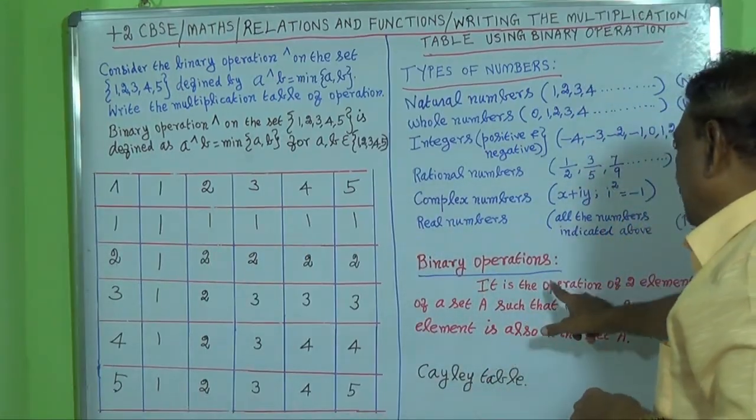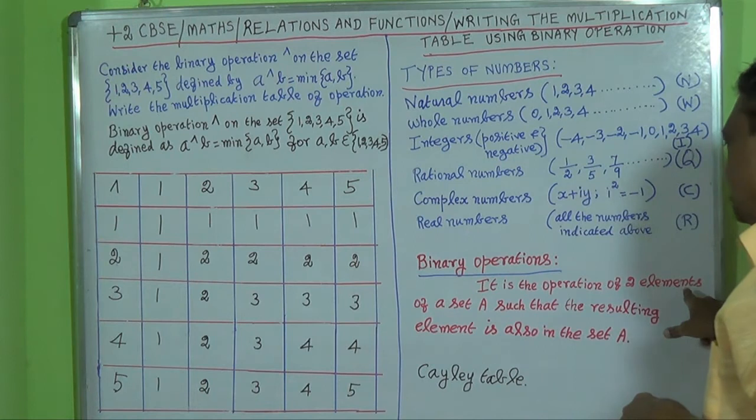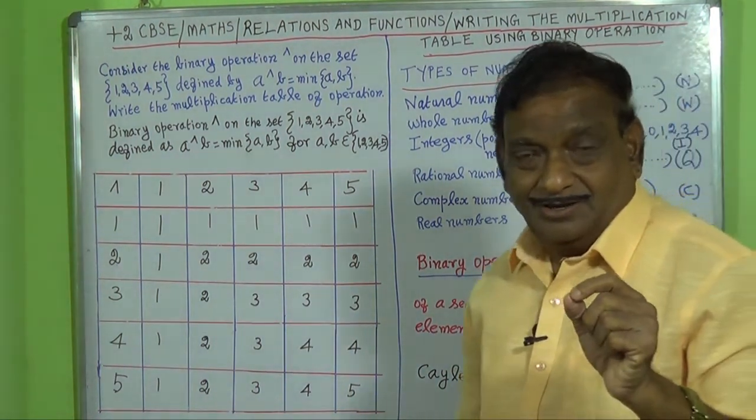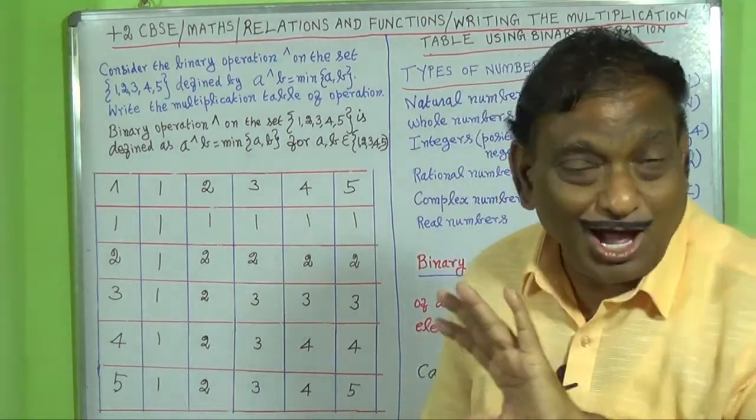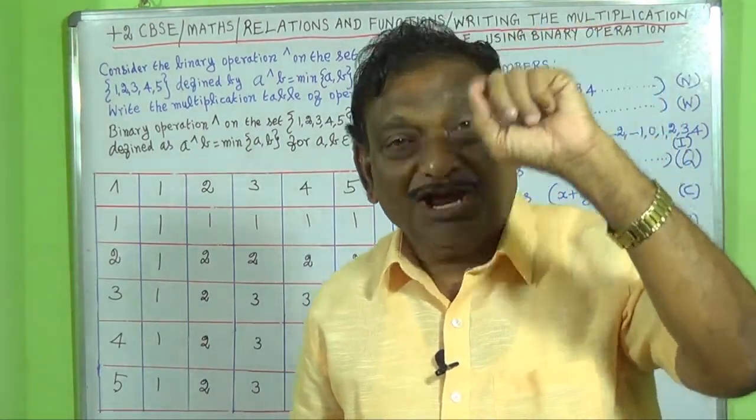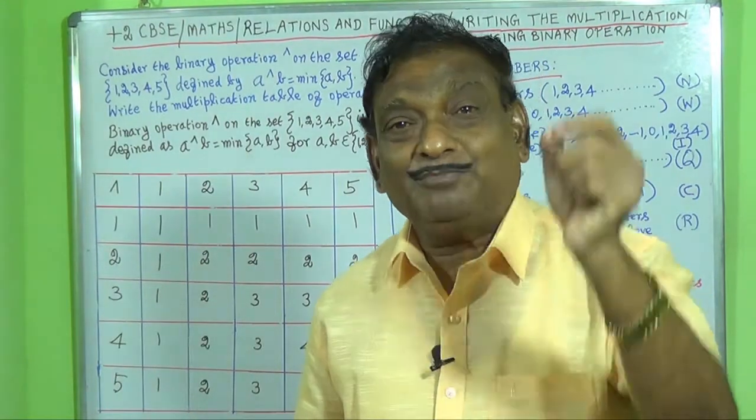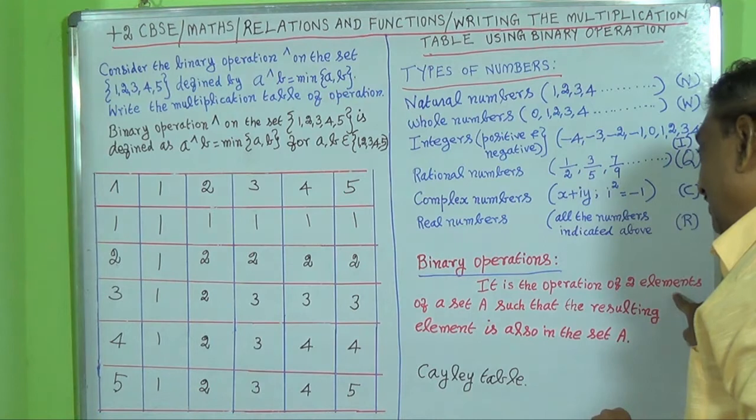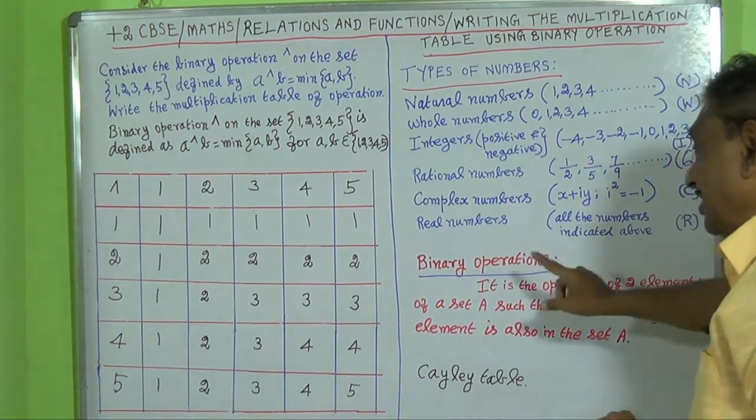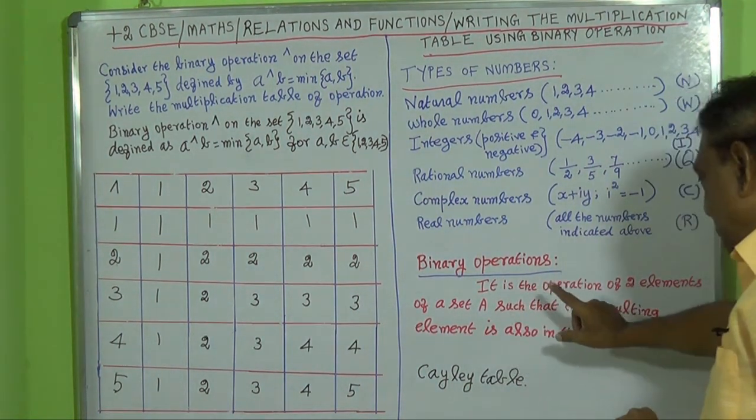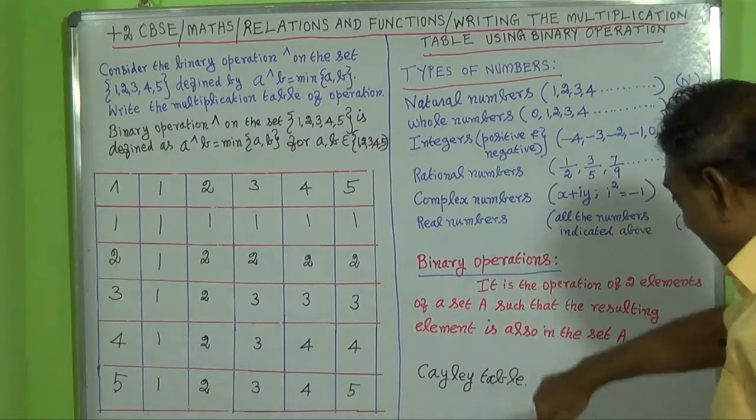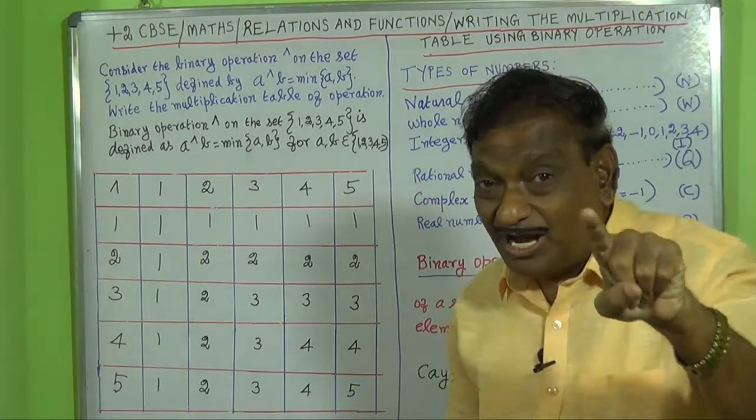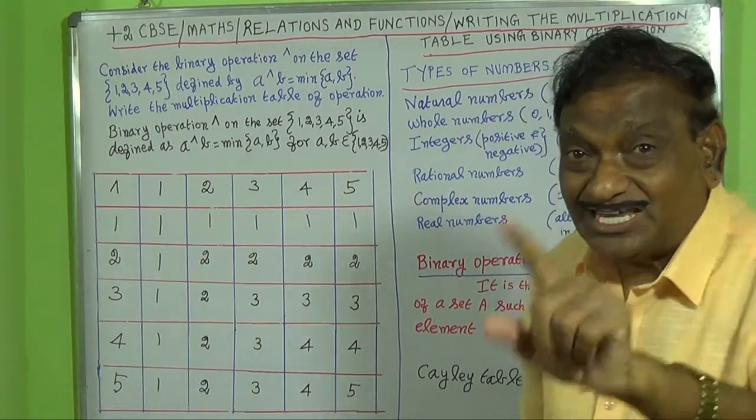Binary operation is the operation of 2 elements. It is not the surgical operation. It is the mathematical operation. Here it is the binary operation of 2 elements of a set A such that the resulting element is also in the set A. The resulting element should also be in the set A.